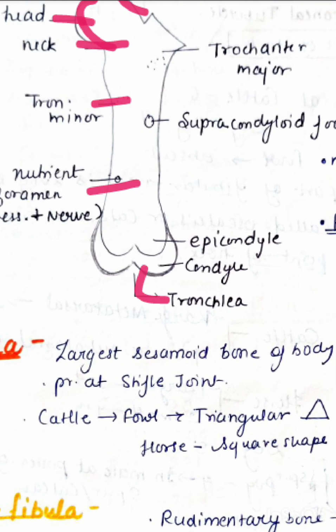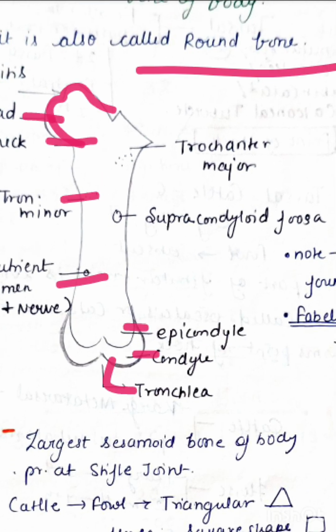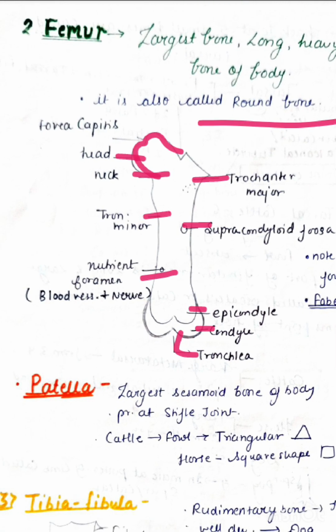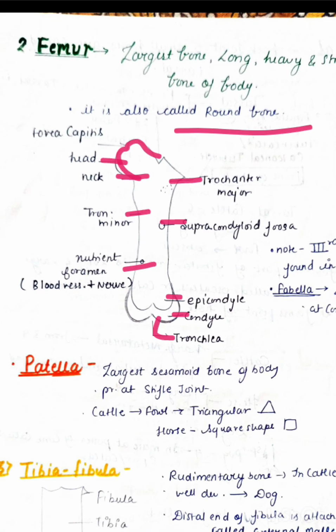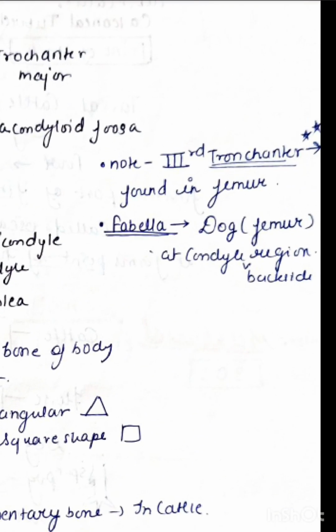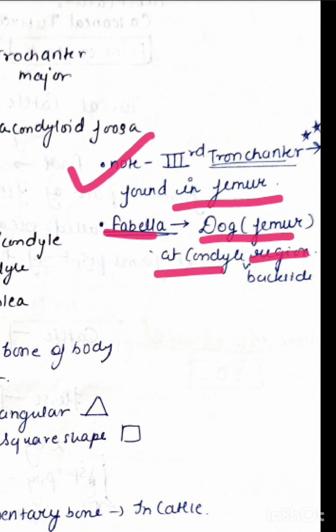And this is the trochlea, this is the condyle, this is the epicondyle, this is the supracondylar fossa, and this is the trochanter major. This is the trochanter minor and that is the trochanter major. Note that the third trochanter is found in the femur. In the dog, the fabella is present at the condyle region on the backside of the femur.